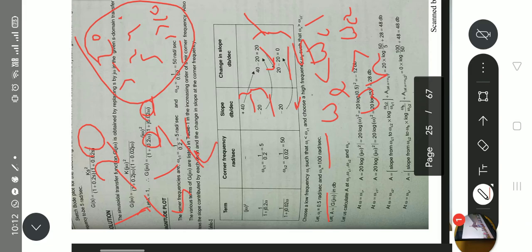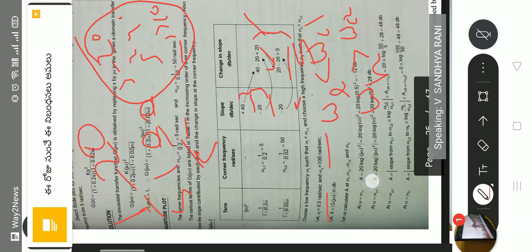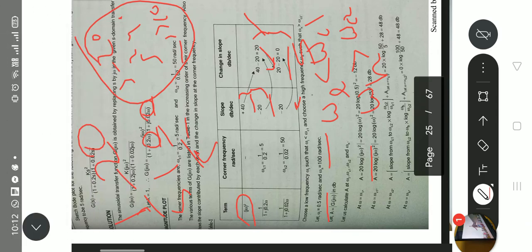For the magnitude, first omega is equal to omega L, that is 0.5. I take A equal to 20 log of (j omega) square. Here j square means minus 1, so 20 log omega square, so 20 log (0.5) whole square. Substituting 0.5 in place of omega, we get minus 12 dB. In the same way, substitute omega equal to omega C1 in this equation, then we get 28 dB. Then omega equal to omega C2.